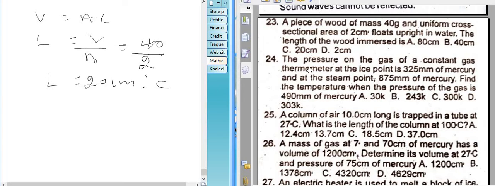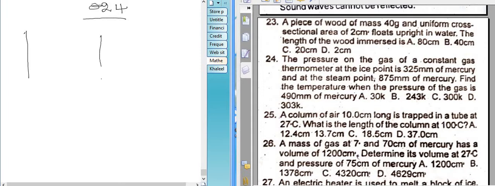Question 24. The pressure of the gas of a constant volume gas thermometer at the ice point is 325 millimeter of mercury, and at the steam point is 875 millimeter of mercury. Find the temperature when the pressure of the gas is 490 millimeter of mercury. So this is another computational question. For question 24, we also need to apply interpolation.